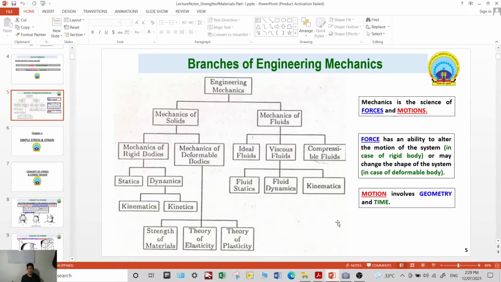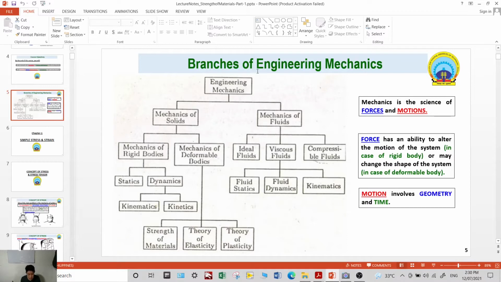This is our first lecture for this subject in S164. The name of the subject is Strength of Materials. Okay, so in other textbooks, this is called the mechanics of deformable bodies. For the background of this subject, it is under engineering mechanics.